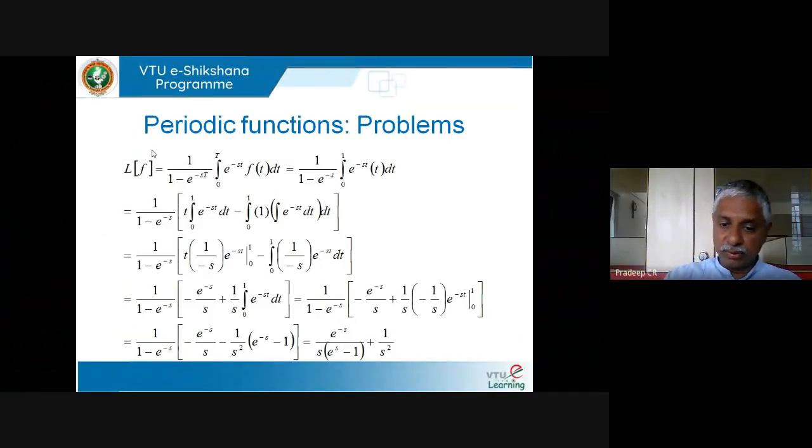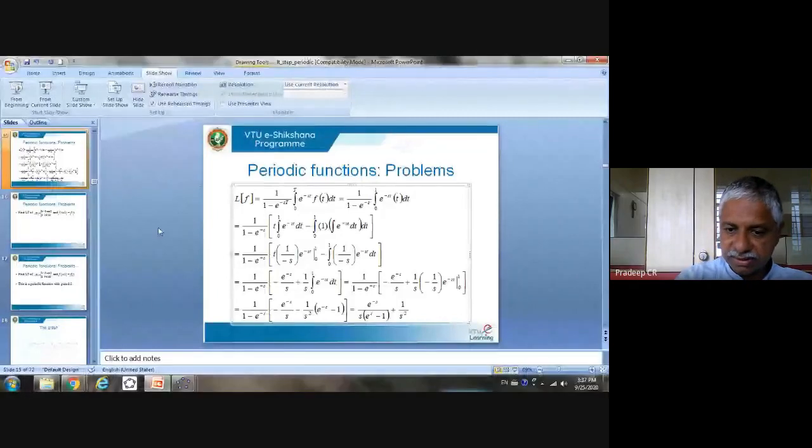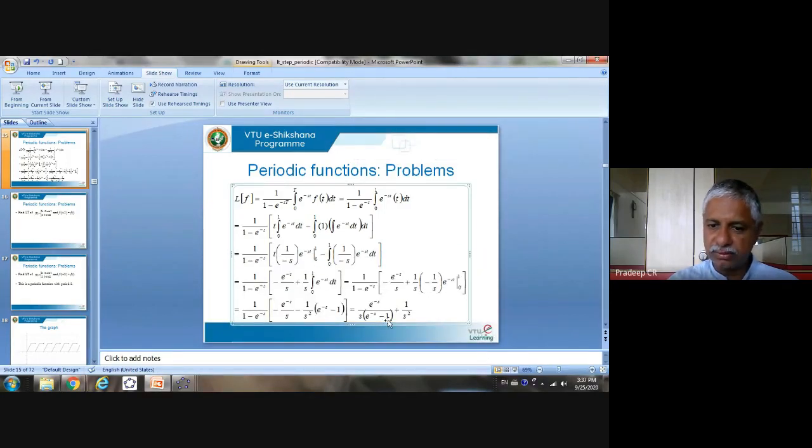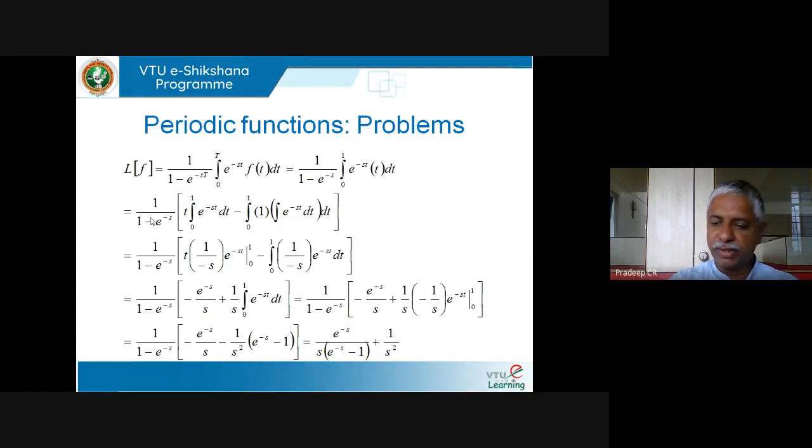I hope I have not forgotten. There is a minus here. We have a typing mistake here. This is minus s. Let me correct it right away, otherwise I will not be able to catch this again. So this is minus s. Until here it was minus s, suddenly I forgot to write minus s. Okay, anyway, this is how you find the Laplace transform of periodic functions.